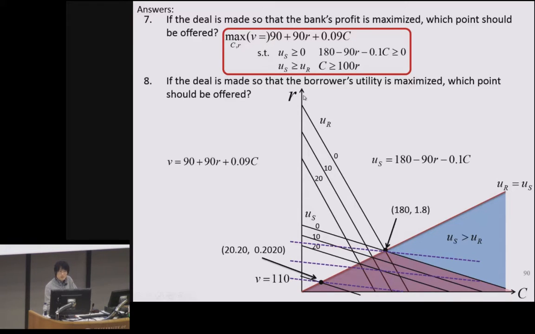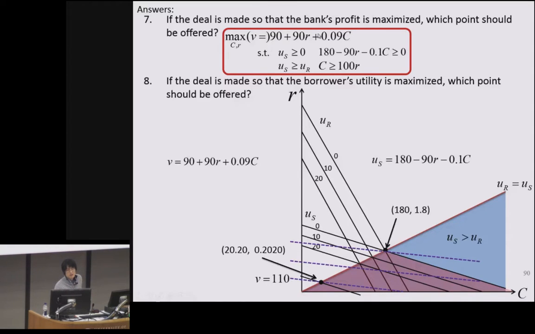You can solve this problem using Excel solver, but because we have already drawn this whole diagram, we can solve this problem graphically. The set of loan contracts that satisfy these two inequality constraints is this red region. As long as the loan contract is in this red region, Brown Bakery would come to the bank to get the loan, and Brown Bakery would choose the safe project without being forced.